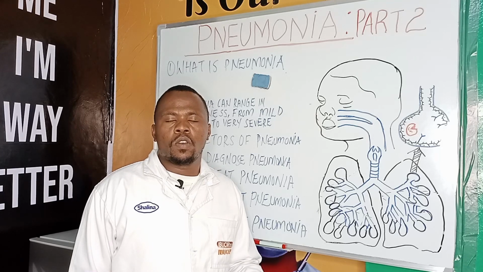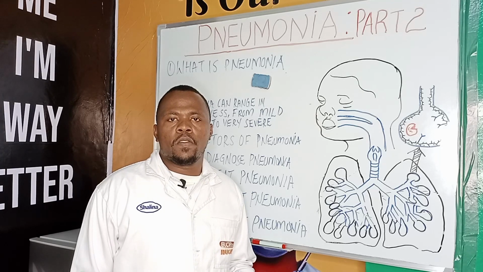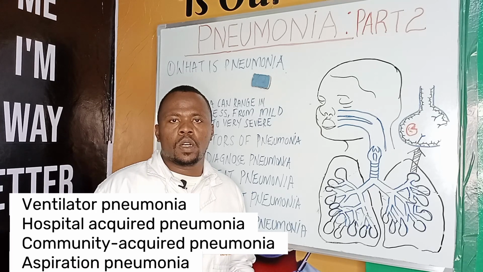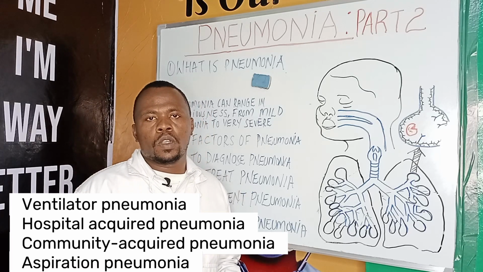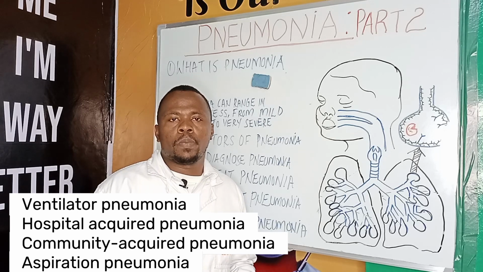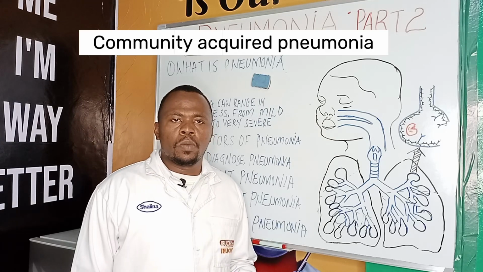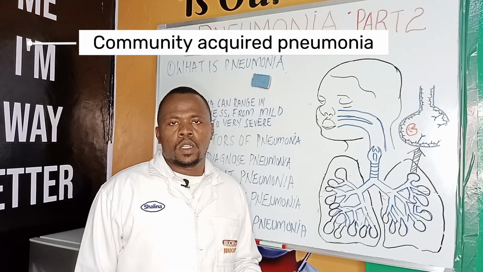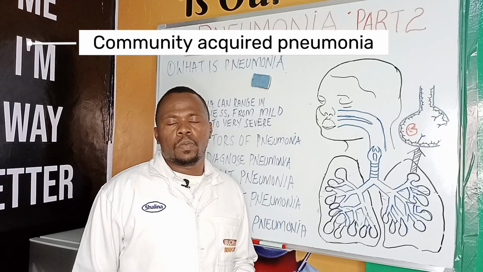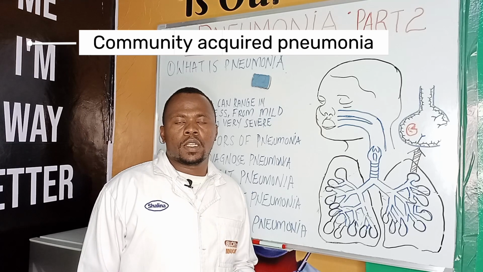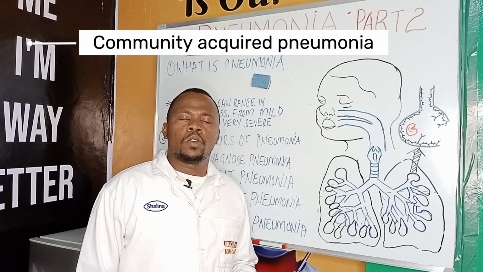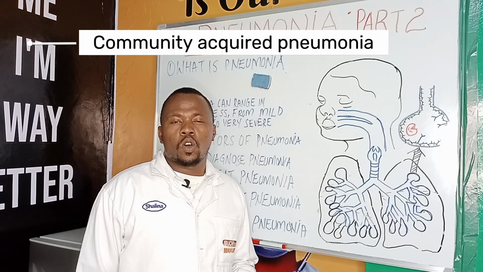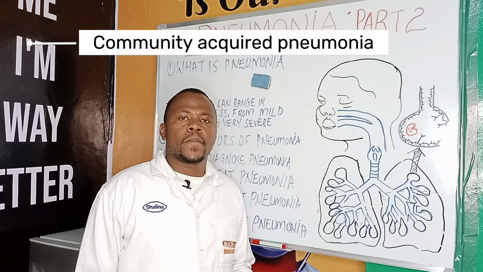We have four categories of pneumonia. We have community acquired pneumonia, hospital acquired pneumonia, ventilator acquired pneumonia, and also aspiration pneumonia. Community acquired pneumonia is caused by different bacteria than hospital acquired pneumonia. These bacteria that cause community acquired pneumonia are treated differently from these other bacteria that cause hospital acquired pneumonia.